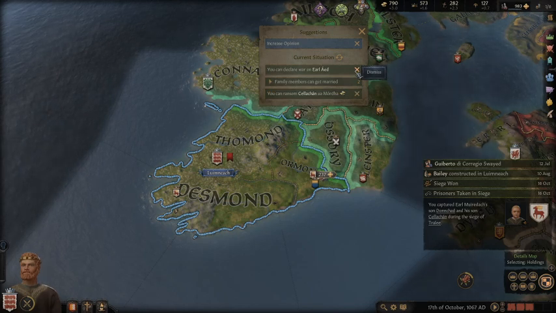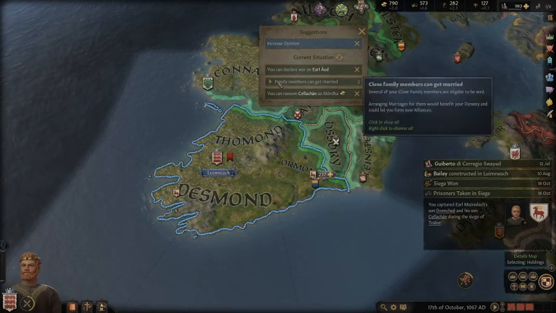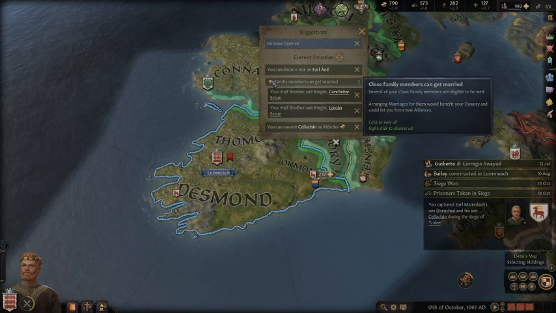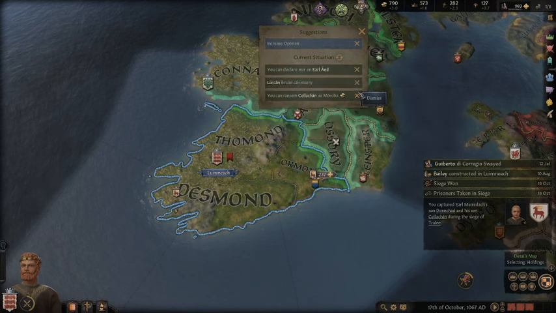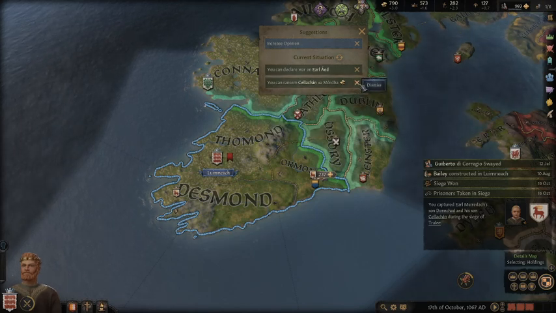I think the current contract with that guy is all right. Family members can get married. Their half brother, Knight. I don't really care that much about my half brothers right now either. My heir is already married, so he's the most important one to marry off.